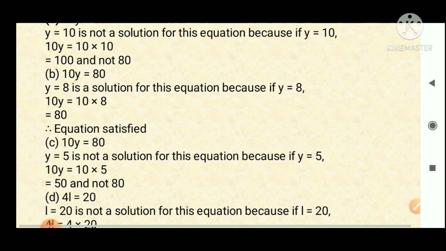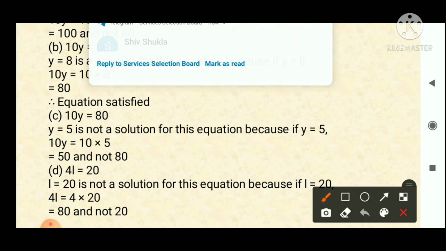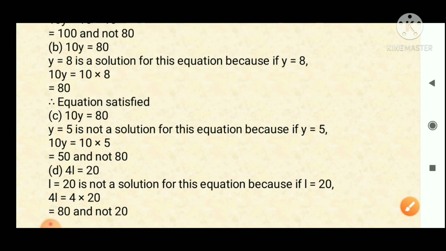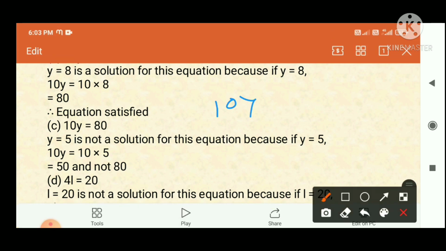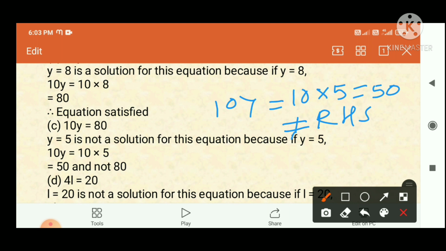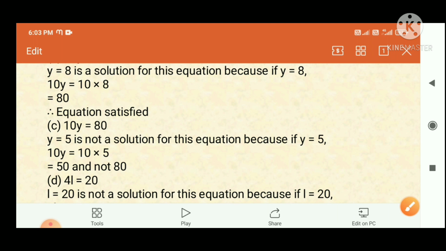Next we have to take the value of y is equal to 5. Now here the left hand side of this equation is 10y. Now we have to put the value of y is equal to 5. So we multiply 10 by 5, we get 10 fives are 50. But the right hand side is 80. So here we get 50, which is not equal to the right hand side. So y is equal to 5 is not a solution for this equation. So the equation is not satisfied.